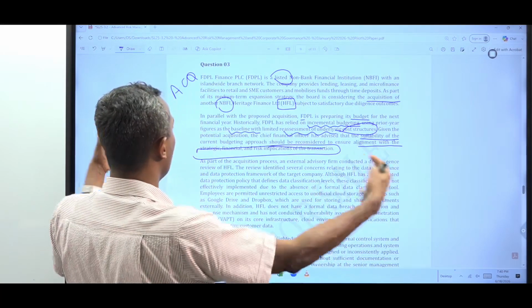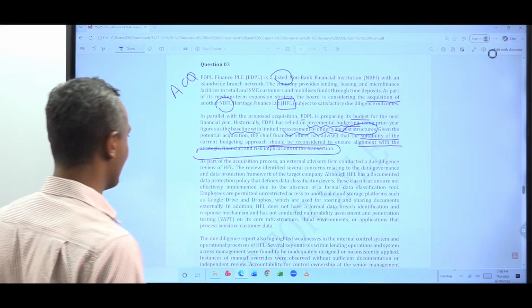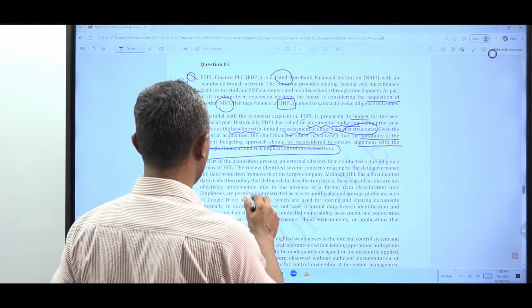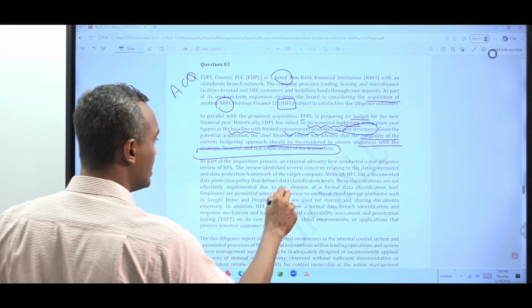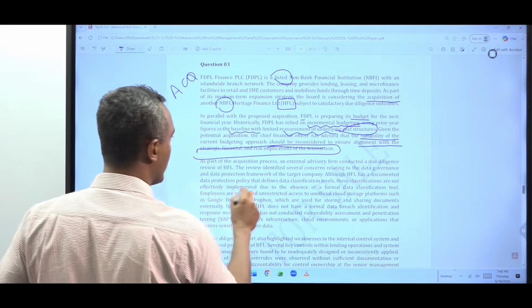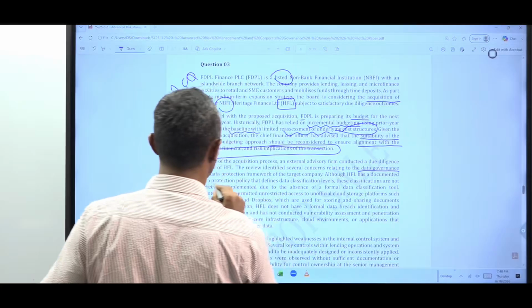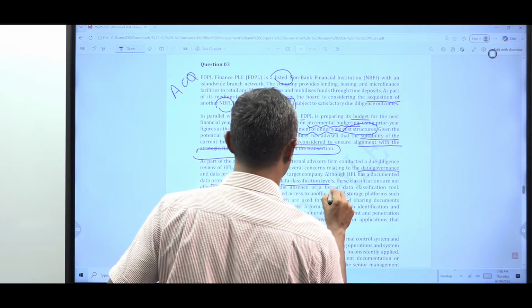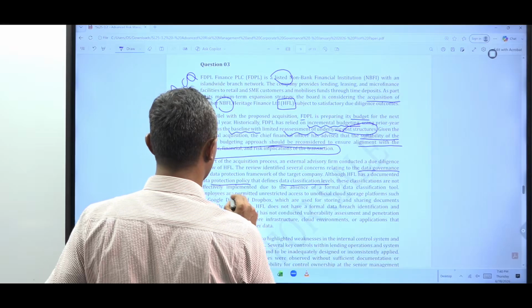The answer is very clear, right? The answer is inside this. As a part of acquisition, an external advisory firm is conducting a due diligence review. The review identifies several concerns relating to data governance and data protection. Here, a data governance and data protection policy that defines data classification levels exists. These classifications are not effectively implemented.